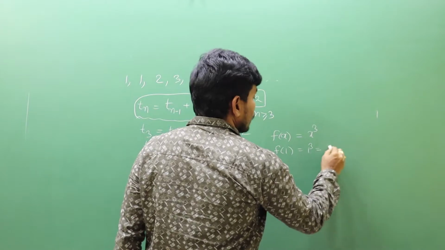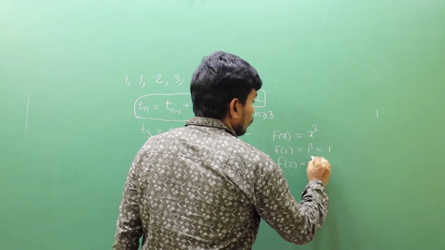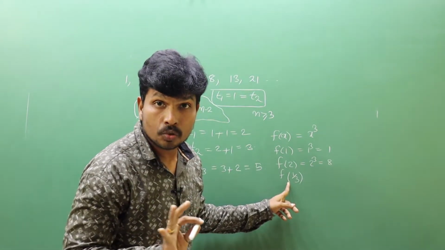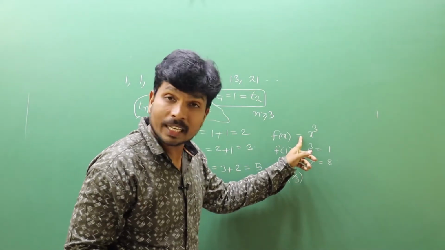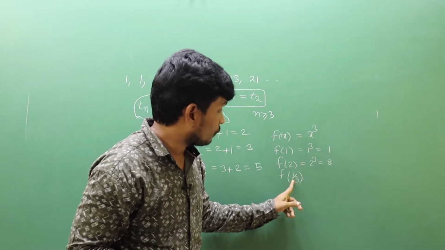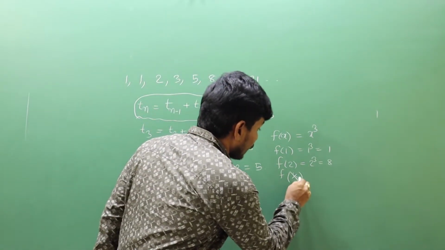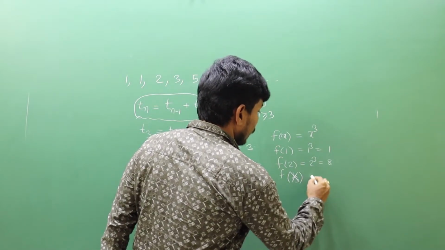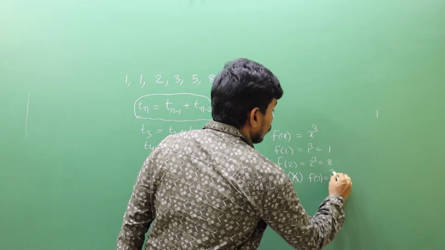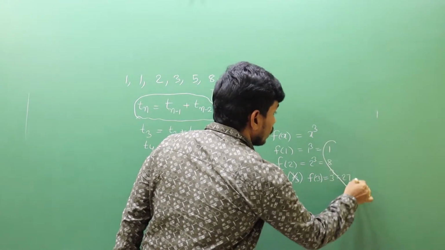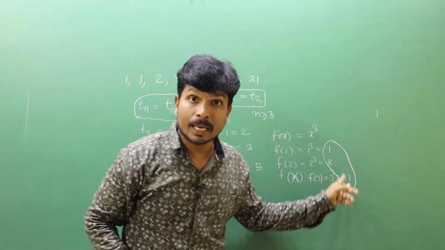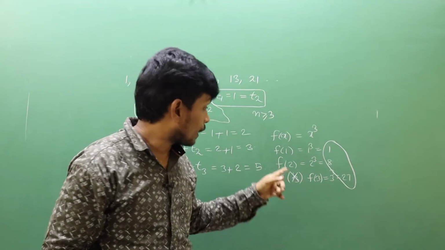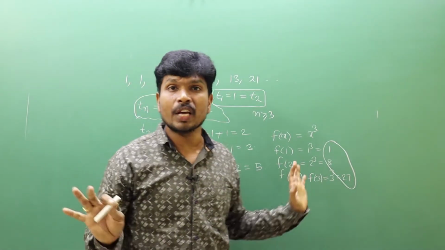So 1 cube value is 1. f of 2 is 2 cube, equal to 8. Shall I give 1 by 3 here? Shouldn't give. For a function you can give it, but for a sequence you should not give an input other than natural numbers. Then f of 3 is 3 cube, equal to 27. This output depends upon the function. Sometimes the output can be a real number or complex number, but the input you must give only natural numbers.